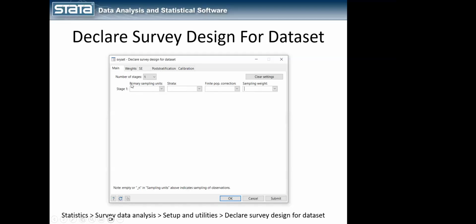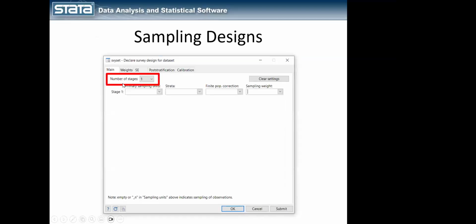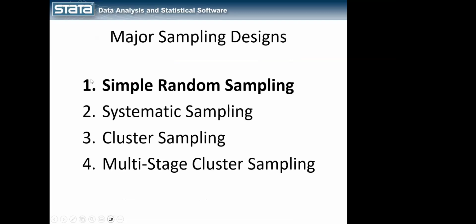So we're going to go through and talk about the concepts so we can fill in this dialog box and set up our data so that we can analyze it with Stata. The first thing we need to talk about is at the very top, it says number of sampling stages. So what is that? What's a sampling stage?